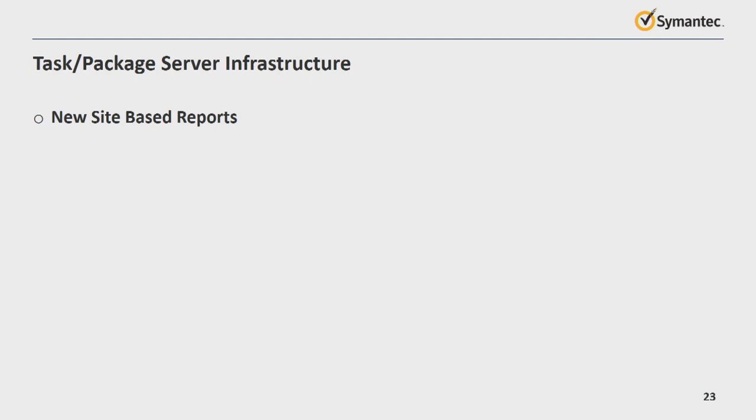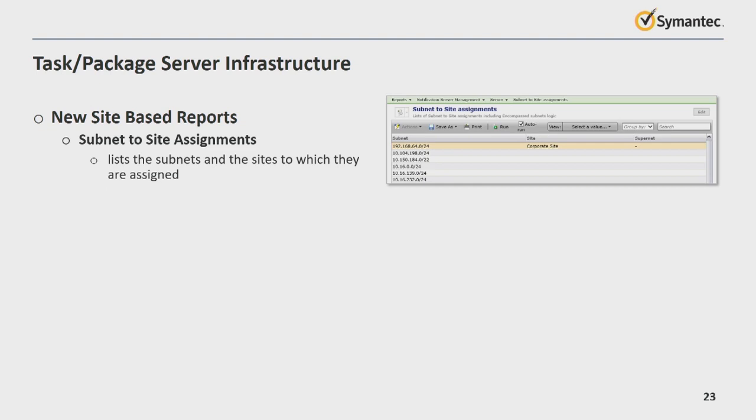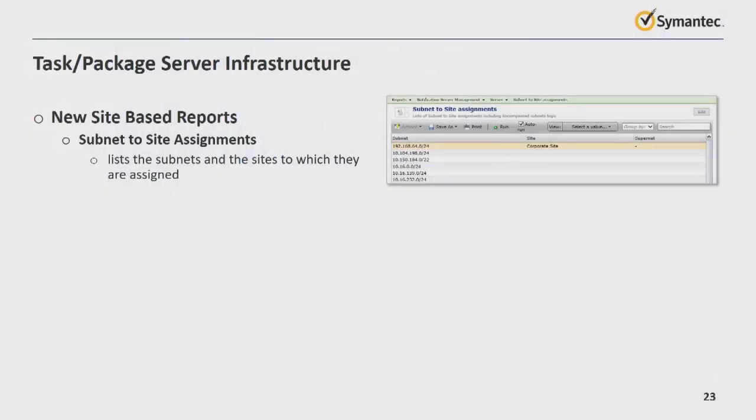Okay, so we're going to move on to task and package server infrastructure. So these are the changes in our standard site infrastructure. So we have a few new site-based reports. We have a subnet to site assignments report. So this shows you all the subnets and the sites to which they're assigned, right? It seems pretty simple, but it's not exposed, or it wasn't before. Before, you'd literally have to go into site management and dig around in there to see what was assigned. So this is right in our reports tab.